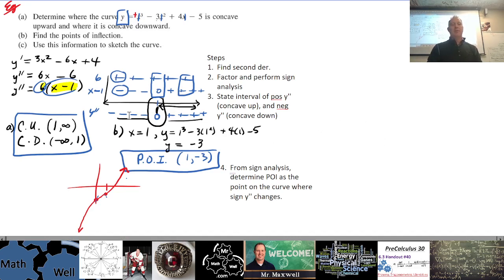Please note that there must be a change in the second derivative. If it's negative and then negative again, even if there is a point in between, that's not a change. That would be more like a cusp, I guess, right? You'd have something like this. It would be up and then up again. So that's not a change. It has to be a change in the sign there.